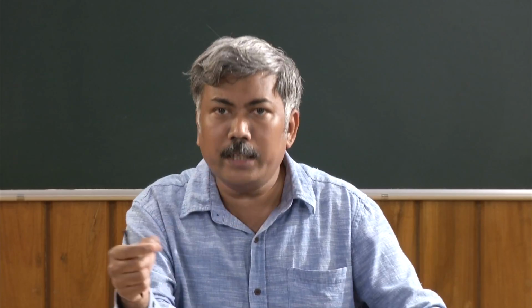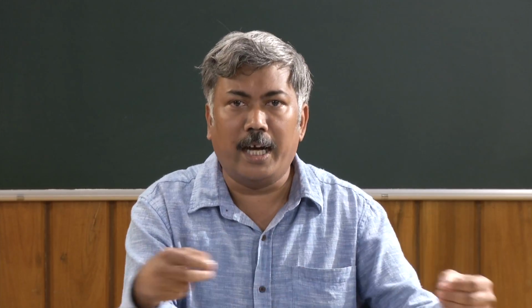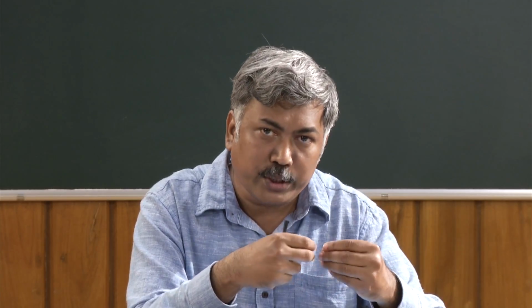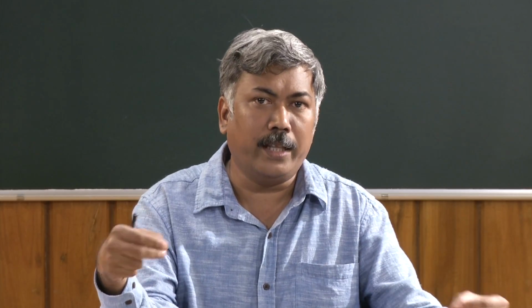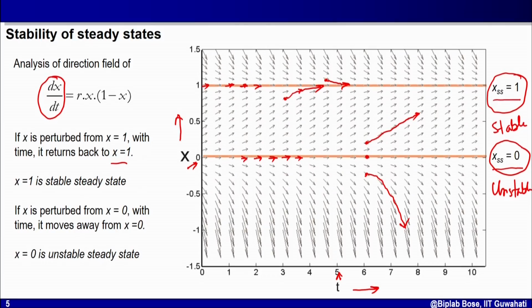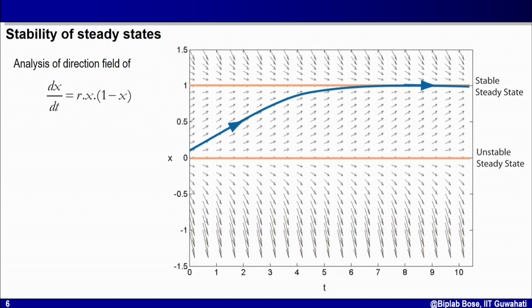But if you perturb it slightly, with time it will never come back to that steady state anymore. It will diverge away from it. And that's why it is called an unstable steady state. Let us explore the direction field further to understand how the dynamics happens between a stable and unstable steady state.